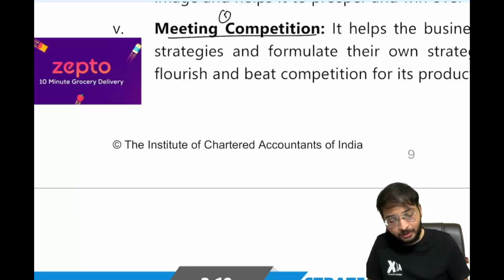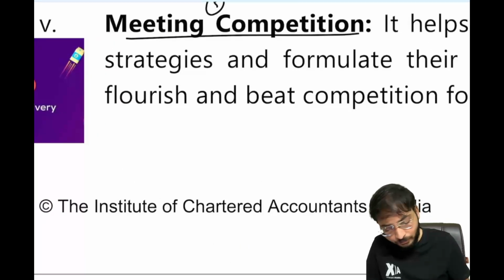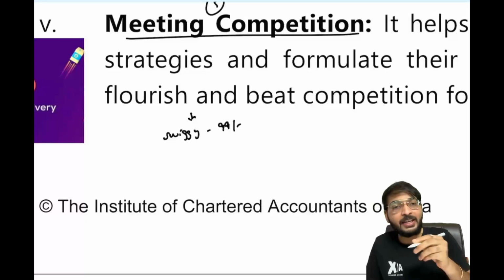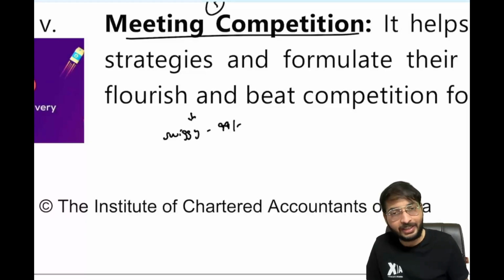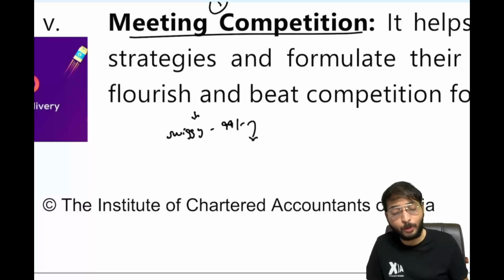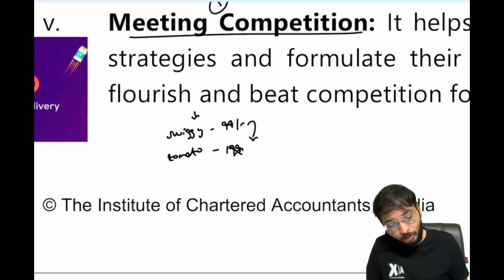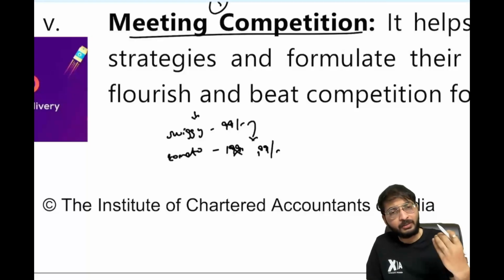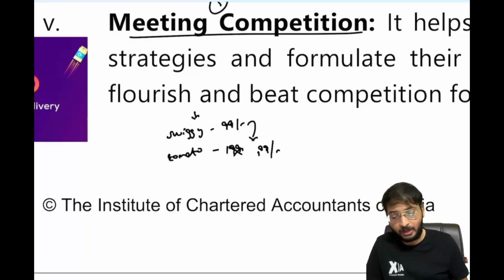There is a classic example: probably 3 or 6 months back, Swiggy came up with a 99 rupees order with free delivery. Earlier it was 199, now it is 99 and you get free delivery. What happened? Zomato is also checking the environment. So again they came up with the same from Zomato, from 199 to 99: you order 99 and you get free delivery from our app. So it helps in meeting the competition as well.